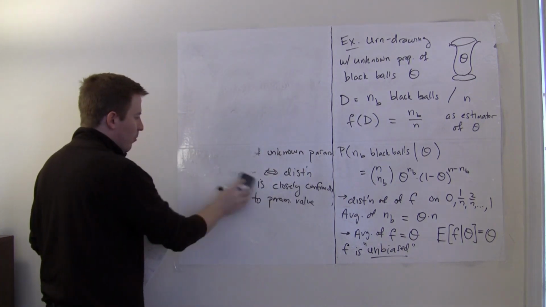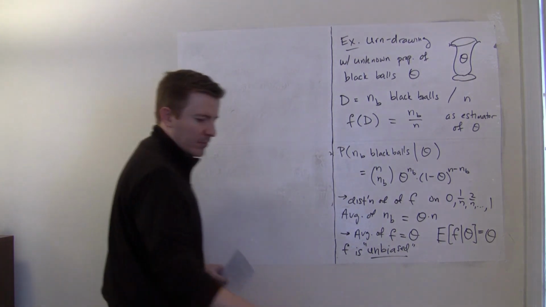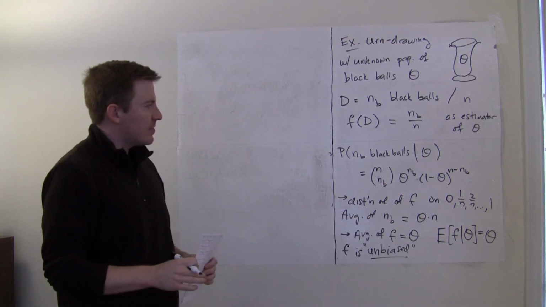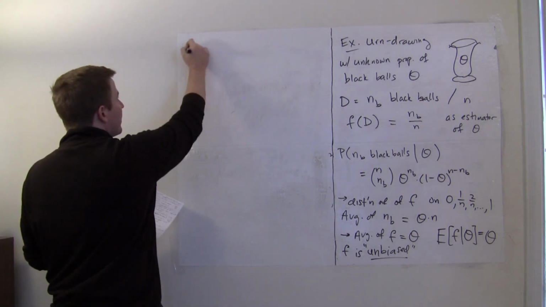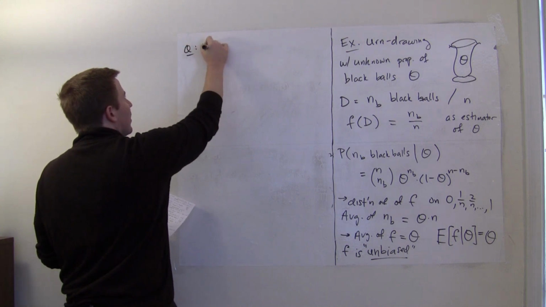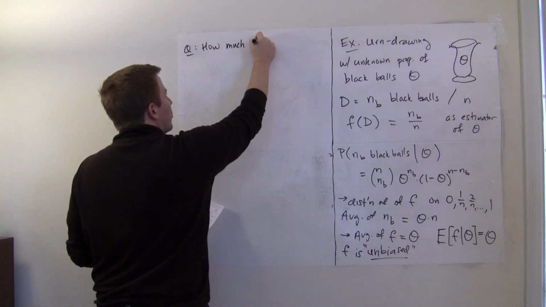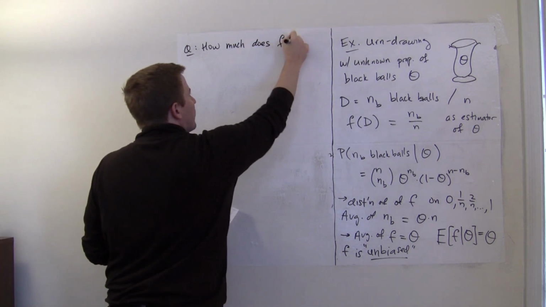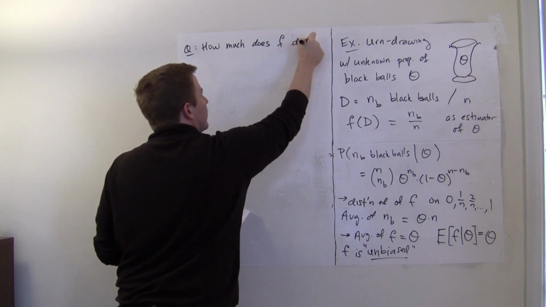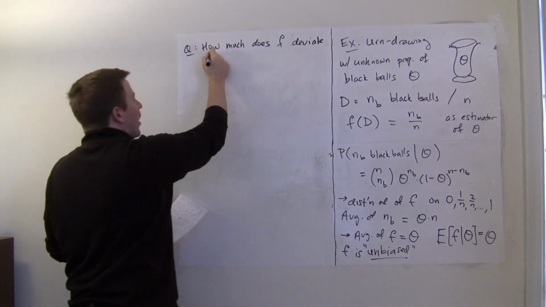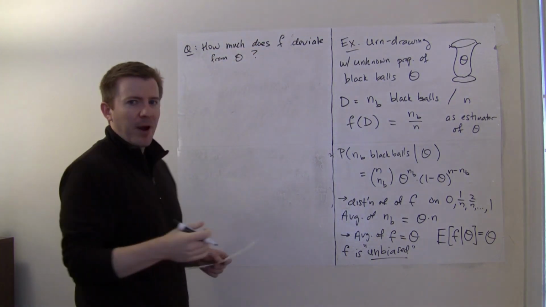If we think a little bit more about the distribution of this quantity f. We talked about this a little bit before with the sampling with and without replacement. But basically the question is, how likely, or how much would we expect f to deviate from this parameter value theta on average, or with what probabilities?